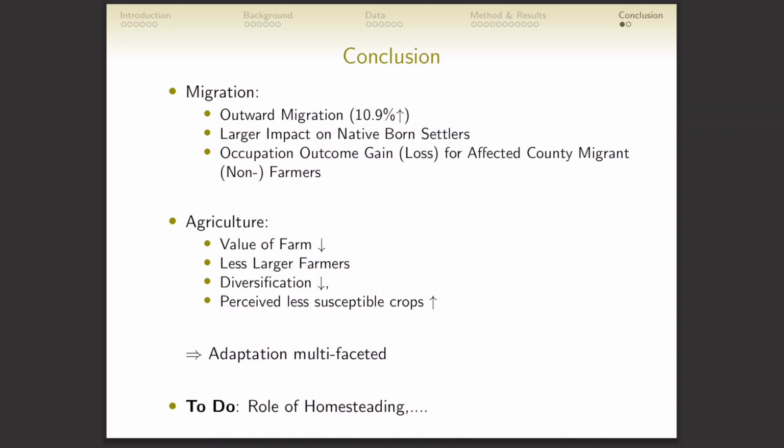Diversification actually went down. So I think people just quickly forgot, and after a few years, there were no more locust swarms coming here. Perceived less susceptible crops went up. What one in particular? Corn. They don't put that many in here.